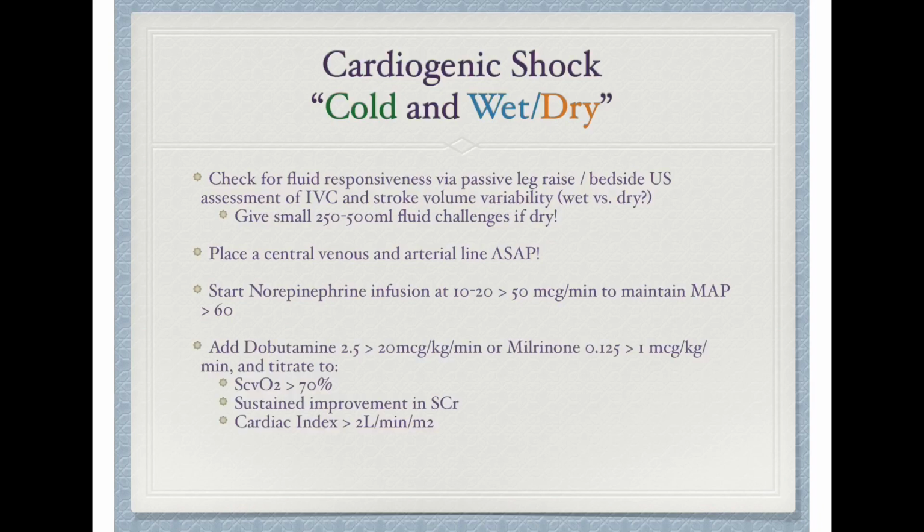As an adjunct inotropic agent, you can add either dobutamine or milrinone and titrate to a central venous oxygen saturation, which is measured from a venous blood gas taken directly from the central line, greater than 70%, looking for sustained improvements in the patient's serum creatinine, or titrating to a cardiac index as measured from either a fixed equation or through a bedside ultrasound assessment using the patient's left ventricular outflow tract volume time integral, greater than 2 liters per minute per meter squared. You would intubate patients for refractory hypoxia and high work of breathing.